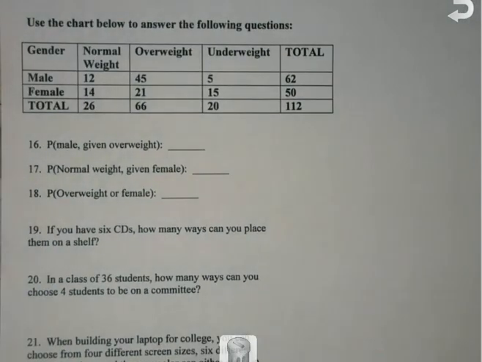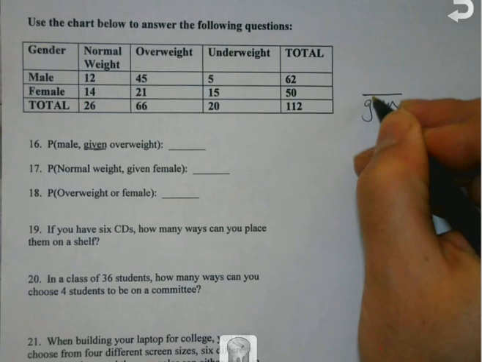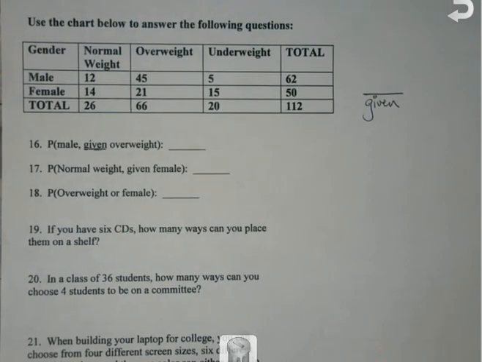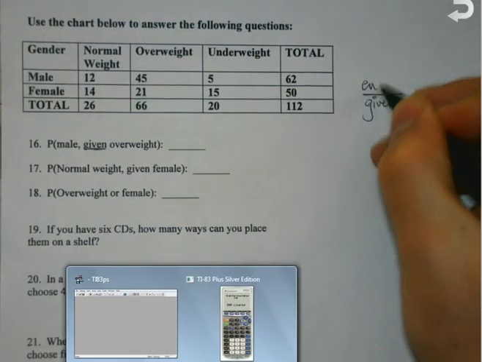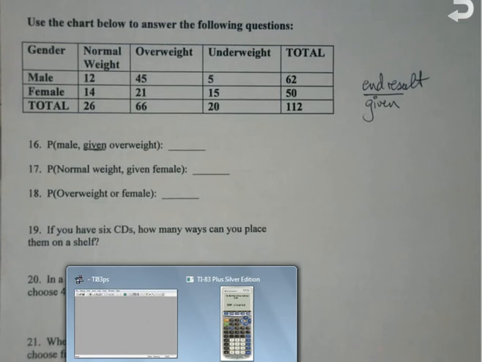All right, the one that we have a more familiarity with than we had those. Use the chart below to answer the following questions. Okay. Oh, there's that word given again. So how does that work again? Okay, remember, the given part is going to be what goes at the bottom. What's going to go up at the top then, and on top here, is what my end result is. So here's how this is going to work. Probability of a male given that they're overweight.